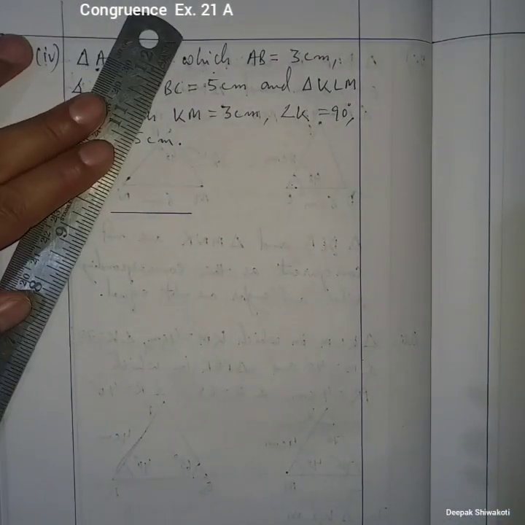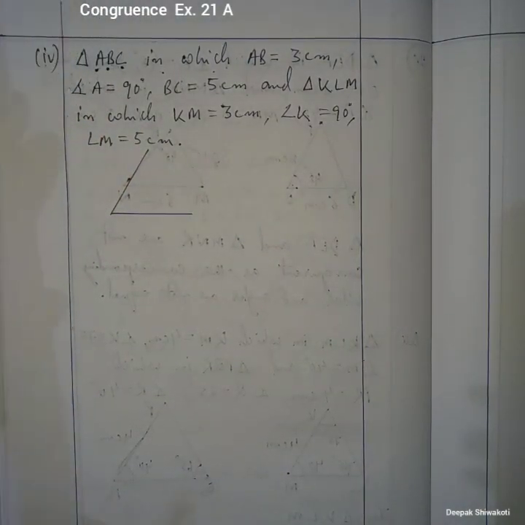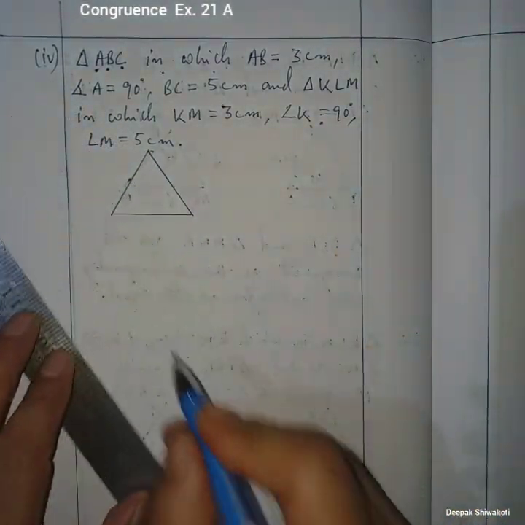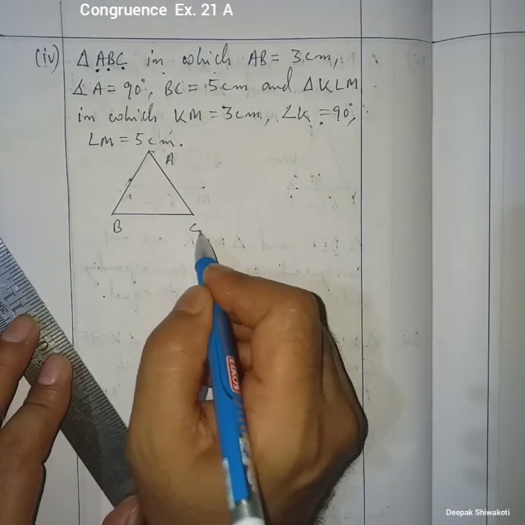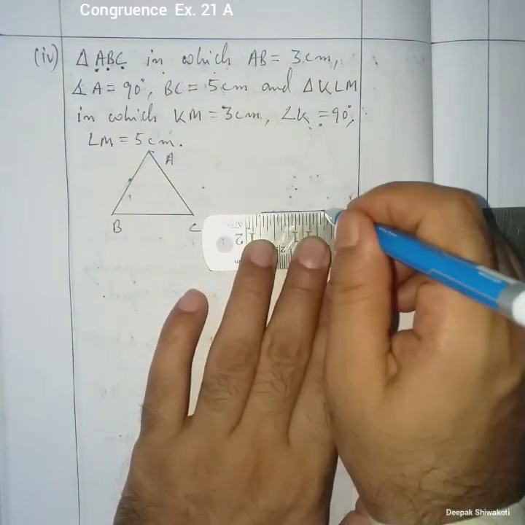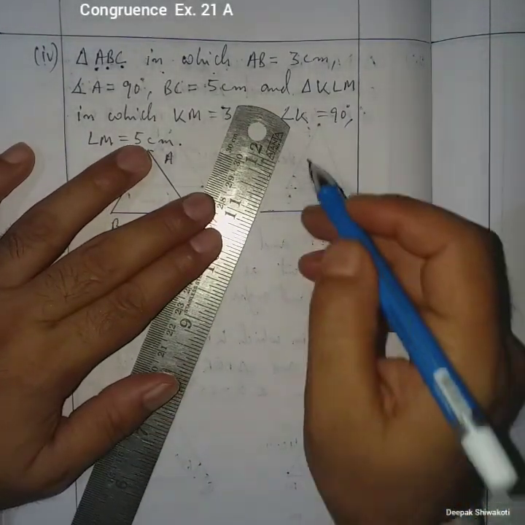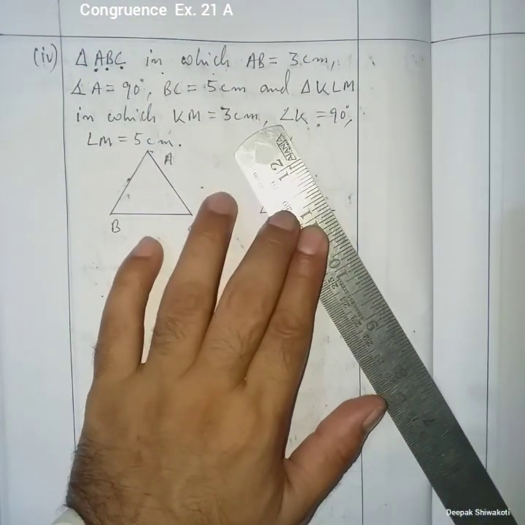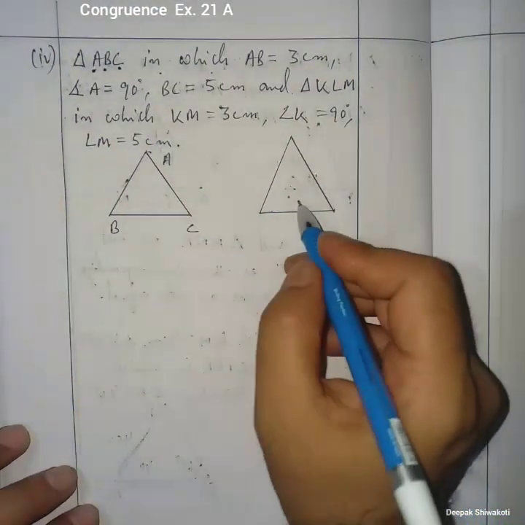This is triangle ABC, and another triangle. These are right angle triangles, but just for understanding, we can make any triangle and we can put the given information according to the question.